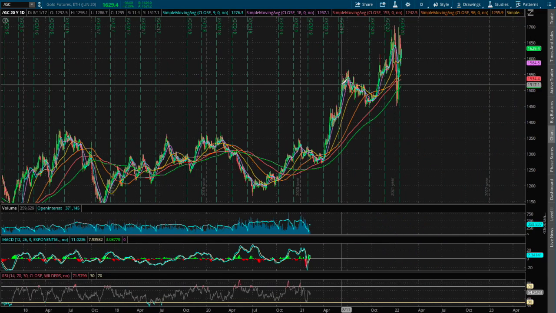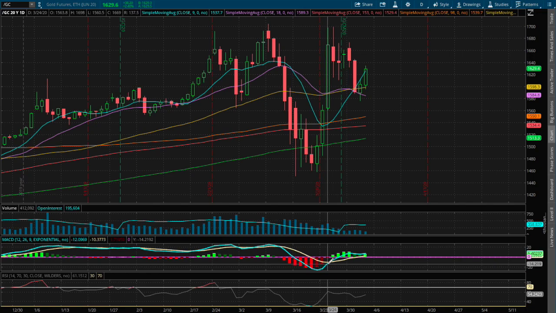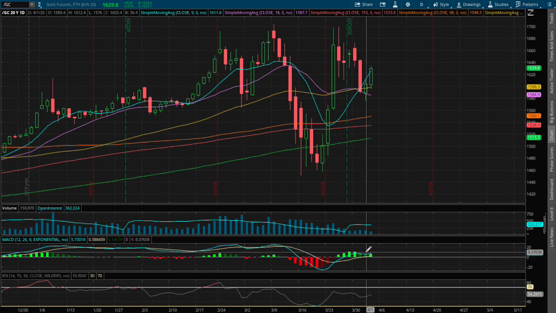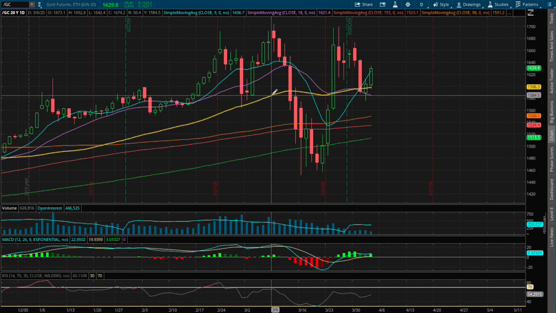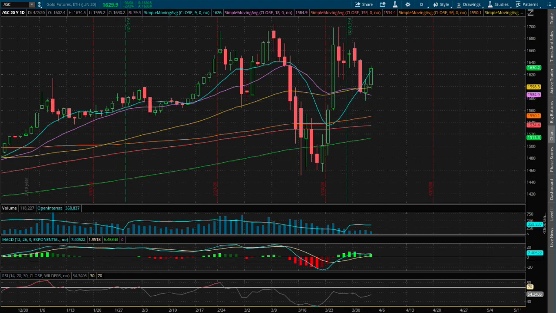If we expand out further to the daily chart, we made a nice reversal on March 24th. We saw a convergence and now we're on positive MACD. As long as we remain around support level, around the 50-day moving average, this yellow line, if we don't break that support level, we may see a continuation of this uptrend for gold.